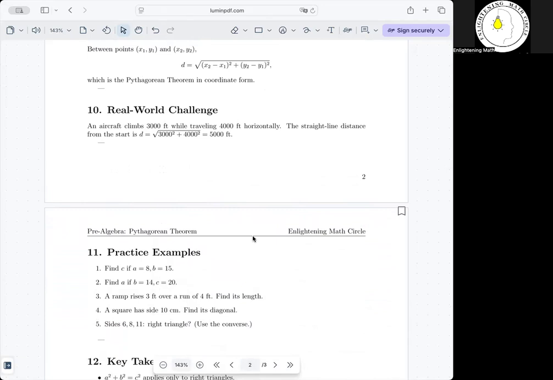So we have a real world example here. An aircraft climbs 3,000 feet while traveling and moves 4,000 feet horizontally. The straight line distance from the start is d, or distance, which is square root 3,000 squared plus 4,000 squared, which is just 5,000 feet.